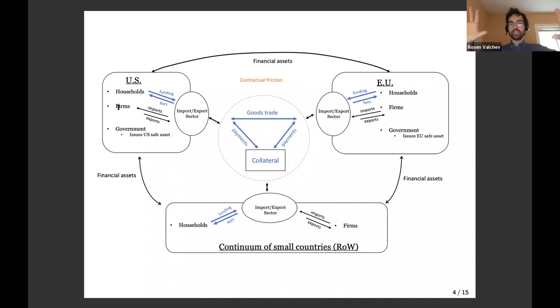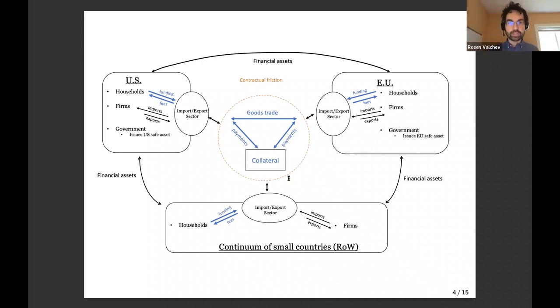There's going to be three regions, the US and another region I'm going to call Europe. Think of it as Eurozone. And these two big regions, the big countries, are the ones that issue the safe assets. I'm going to make everything anti-symmetric, and I just issue two safe assets that are otherwise perfectly identical and in the exact same supply. The key frictions are two.